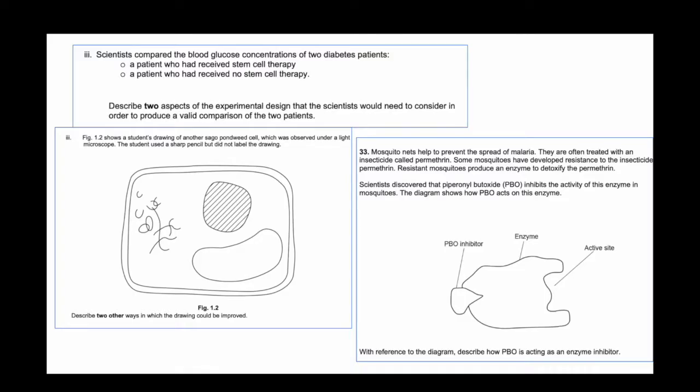Another one at the bottom: describe two other ways in which the drawing could be improved. For that specific question, I'm telling you now, bring up your notes and write down the answers whenever you see the mark scheme for that question, because the answers are so simple and really easy to memorize. I can see, well, you can't have shading, you can't have curly lines, it needs to be straight, you need to have a ruler, a title, stuff like that.